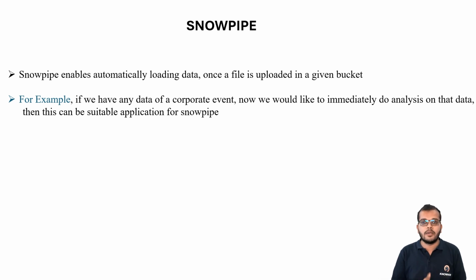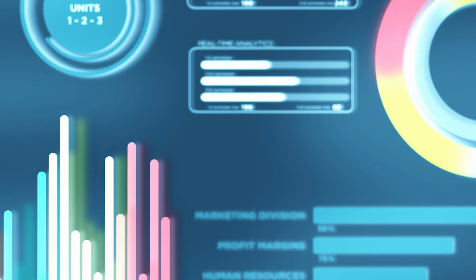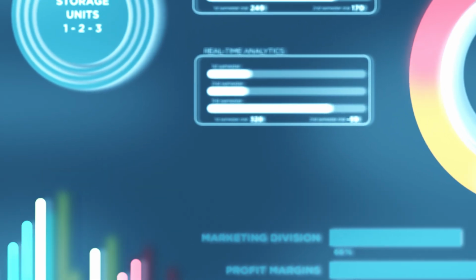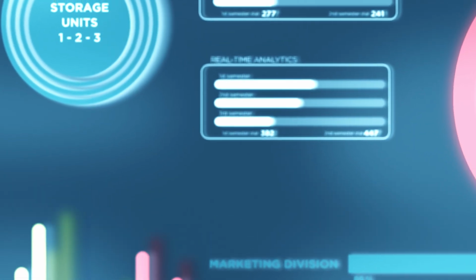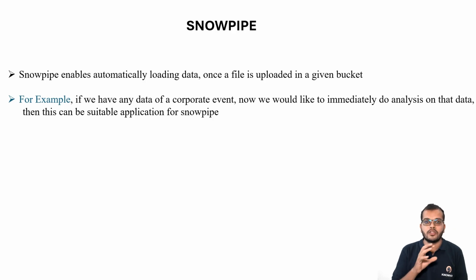So now in that particular corporate event, if we have data, now we have to do some analysis. In order to perform some analysis immediately, without having much pressure on creating multiple steps in Snowflake, the best suitable option is creating a Snowpipe. So that's where we can use it. That is one of the general use cases I'm talking about.